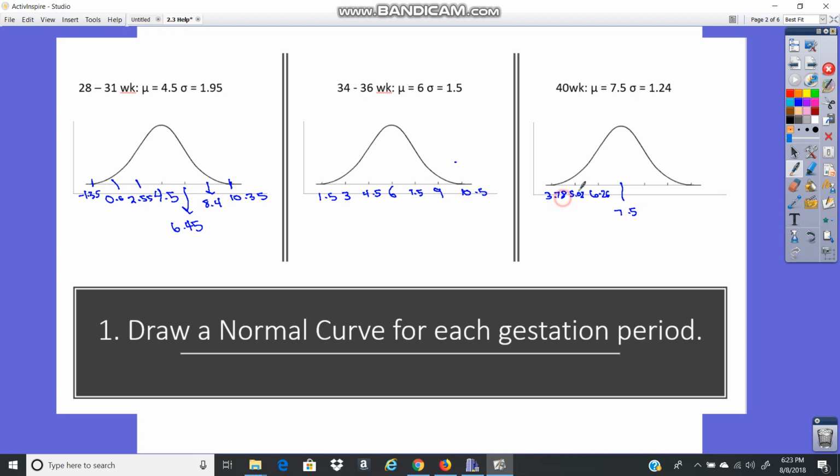Then I'm going to go to the other side of the curve and I'm going to add 1.24. So that's going to give me 8.74. My next standard deviation, I add 1.24. That's going to give me 9.98. And I'm going to add another 1.24, 11.22. Okay, so these are our normal curves for each gestation period.